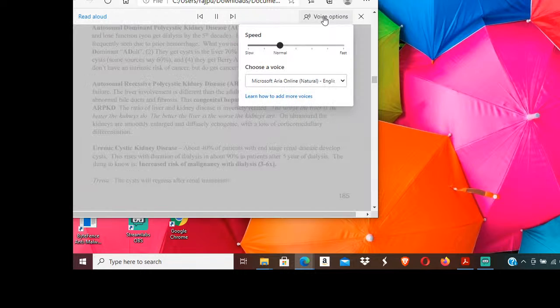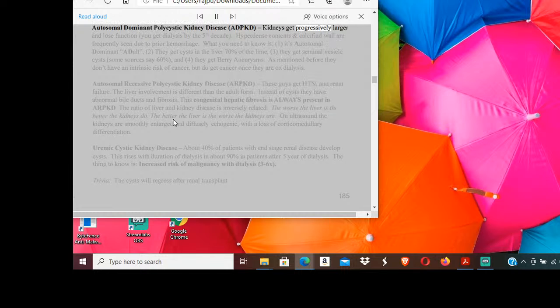Autosomal dominant polycystic kidney disease, ADPKD: kidneys get progressively larger and lose function. You get dialysis by the 5th decade. Hyperdense contents and calcified wall are frequently seen due to prior hemorrhage. What you need to know is: 1. It's autosomal dominant. 2. They get cysts in the liver 70% of the time. 3. They get seminal vesicle cysts, some sources say 60%, and 4. They get berry aneurysms.